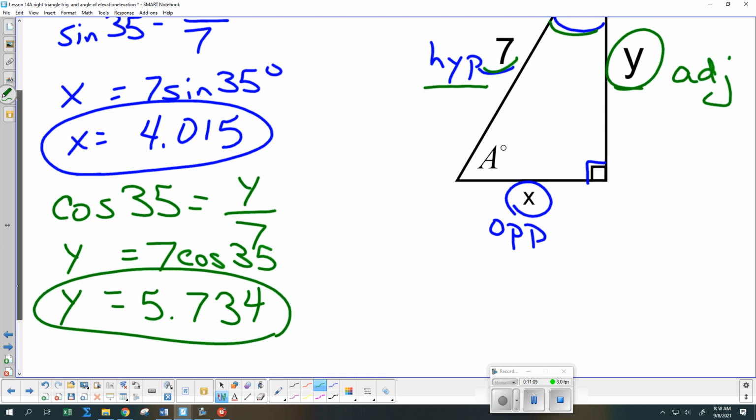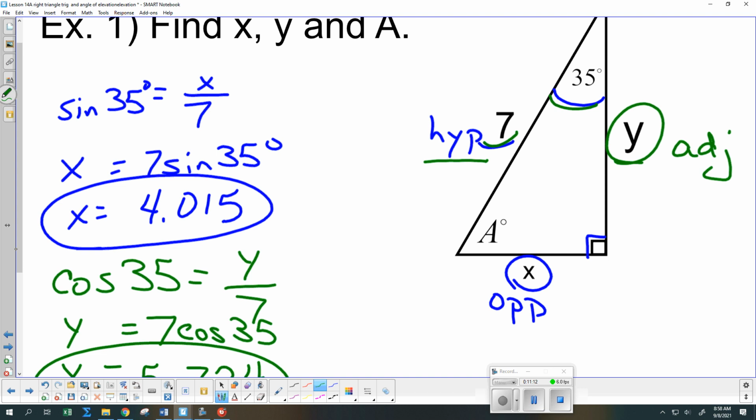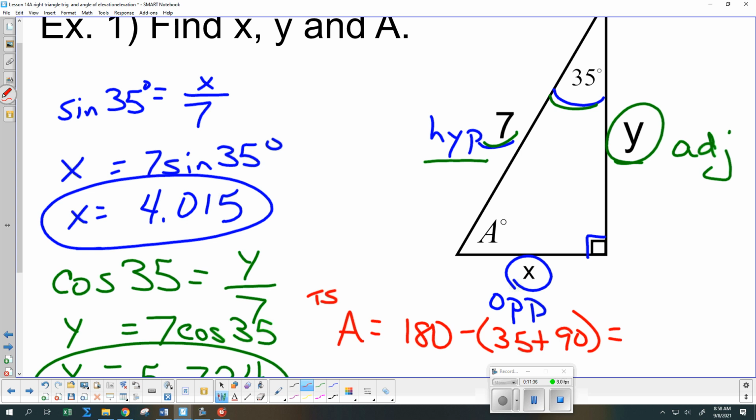Okay, now how am I going to get big A? For big A, we're just going to use triangle sum. And so we can say that it is 180 minus the 35 and the 90. And what do we get? Everybody shout that one out. We get 55 degrees.